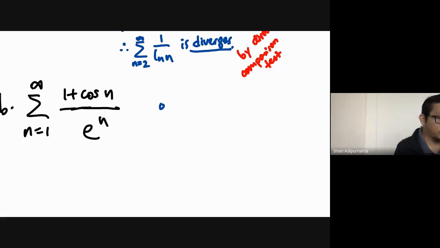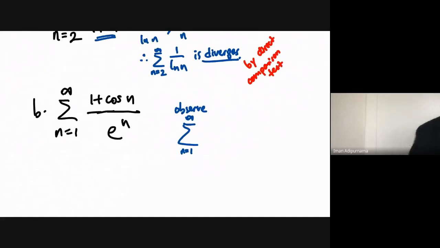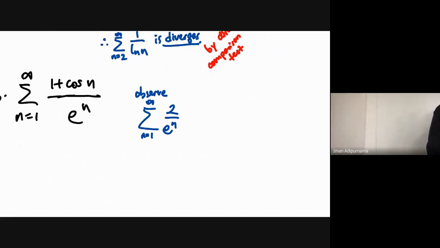So what you need to do is observe this series, because it's 1 plus cos n. The maximum value of cosine is 1, right? So there will be a maximum number of 2. Okay. So what you need to observe is 2 over e to the n. We need to know whether this converges or diverges.